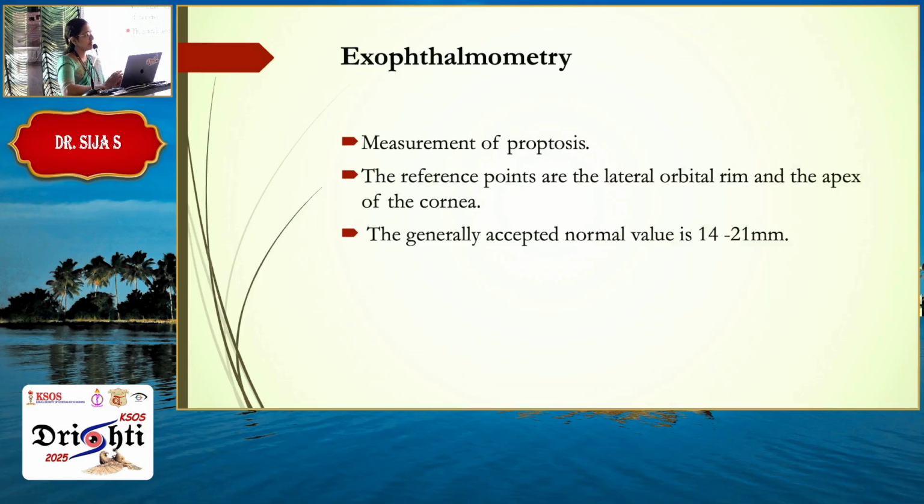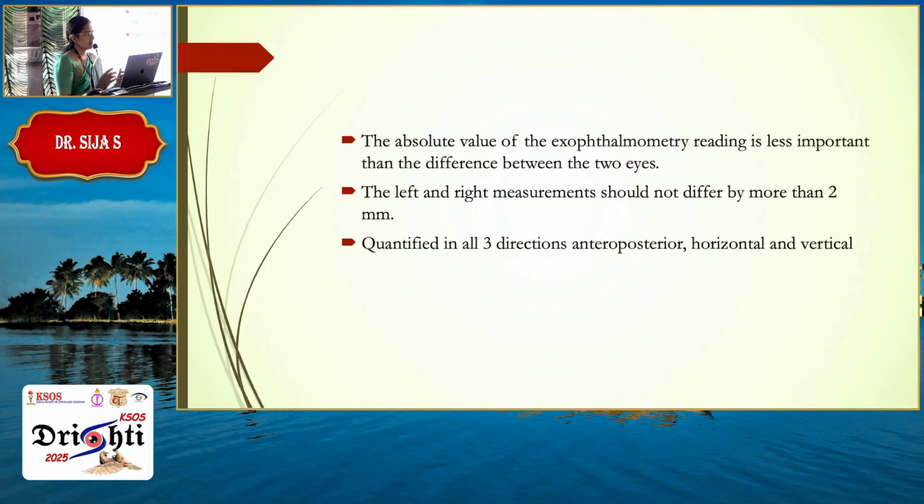Exophthalmometry is the measurement of proptosis. The reference points usually taken are the lateral orbital rim and the apex of the cornea. The generally accepted normal value is between 14 to 21 millimeter. The absolute value is less important than the difference between the two eyes. The difference should not be more than 2 millimeter. And you have to measure in all three directions: anteroposterior, horizontal, and vertical.